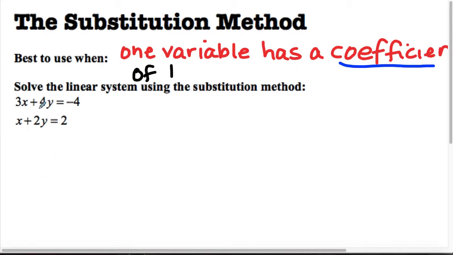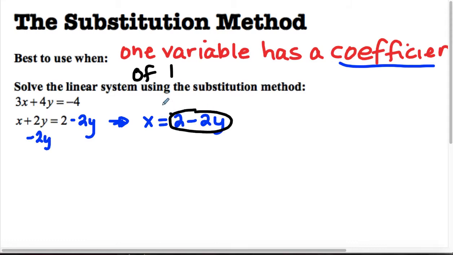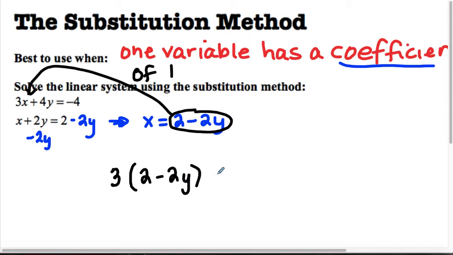So how do we do that? Well, if we want to use substitution, we have to solve for that variable that has the coefficient of 1. So I do that by subtracting 2y to this side. So that gives me that an equivalent form of that equation would be x equals 2 minus 2y. Now I take that 2 minus 2y and I plug it in to the other equation where there's an x. Right there. So that's going to give me 3. When you plug it in, you want to put it in parentheses. 3 times (2 minus 2y) plus 4y equals negative 4.